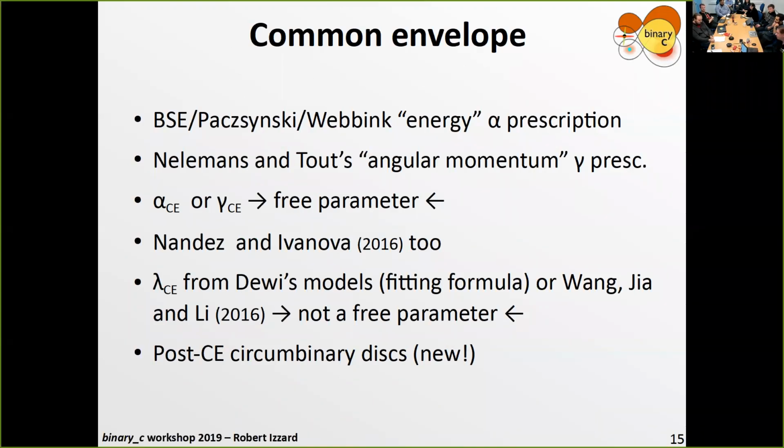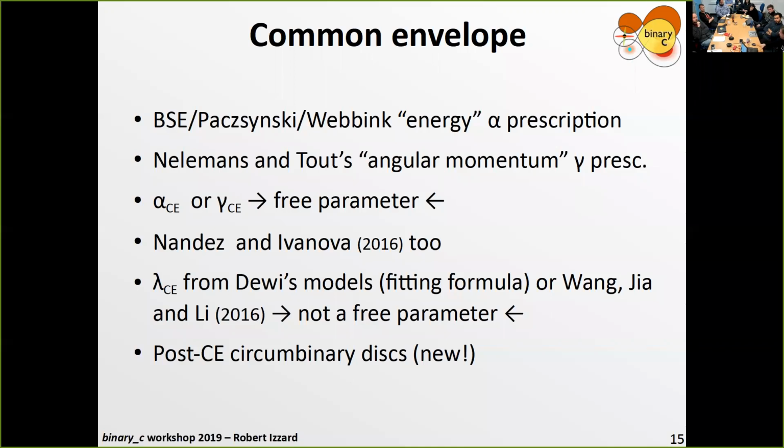So we usually use the alpha prescription. We also have the gamma prescription, which is the Nelemans and Tout paper, where instead of doing the energy balance, you look at the angular momentum balance. So you remove angular momentum from the orbit, and this gives you a very different prescription. I'm not sure either is correct, but that's how it is. So alpha and gamma are free parameters. Alpha, of course, should probably be less than 1, as should gamma, because you don't want to invent energy or angular momentum.